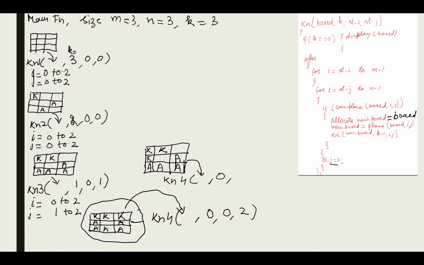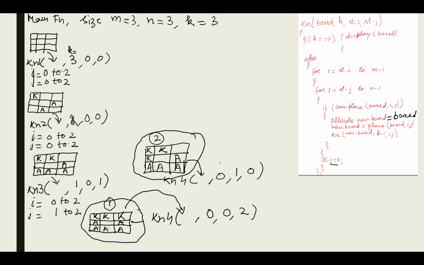Again the value is 0. Remember, the value of K minus 1 is 1 in Kn3. It only becomes 0 in the fourth call. This time the value of I is 1, the value of J is 0. In this call as well, since the value of K is 0, this board will be displayed. This is the second board. So this was the first board displayed, this is the second board displayed. Again both are correct because here again 3 knights are placed.